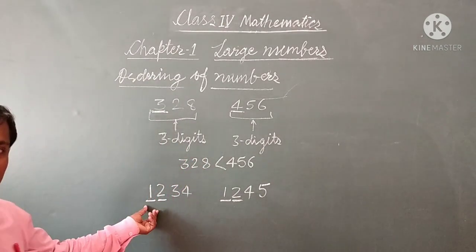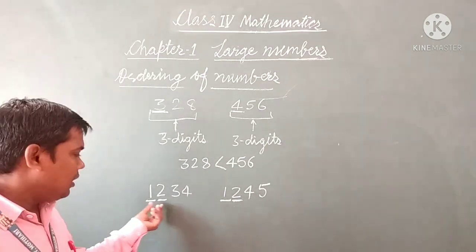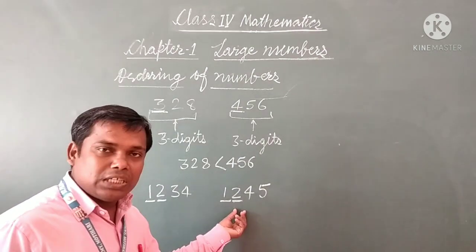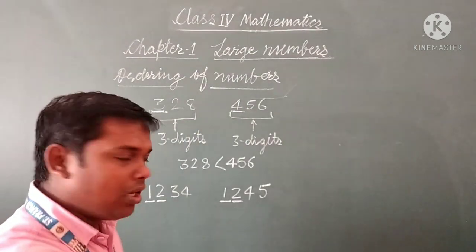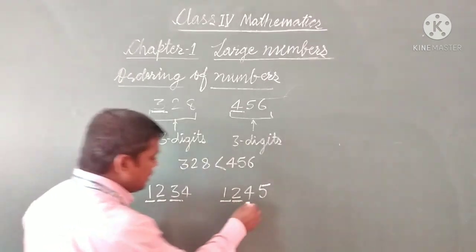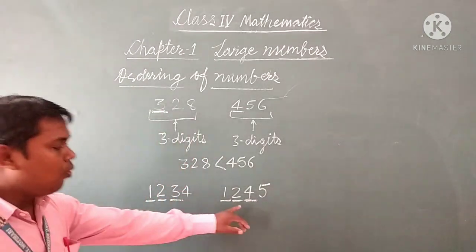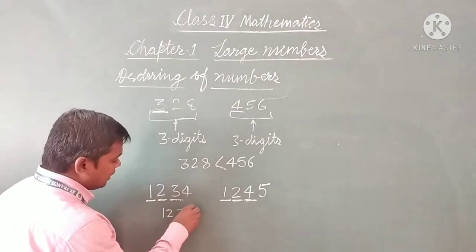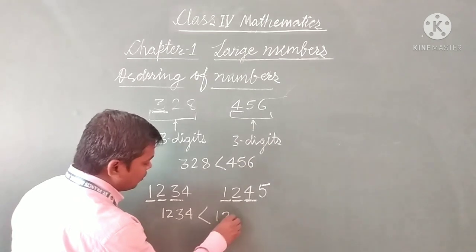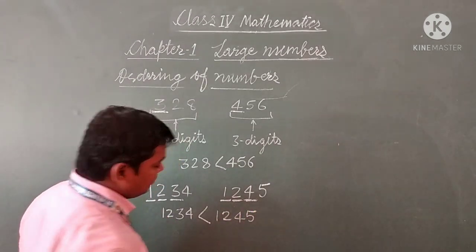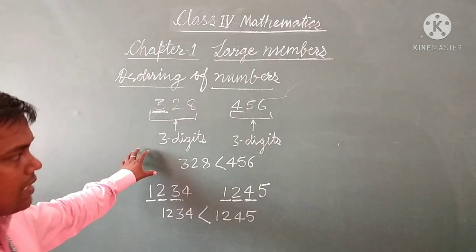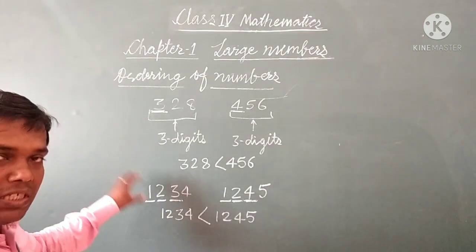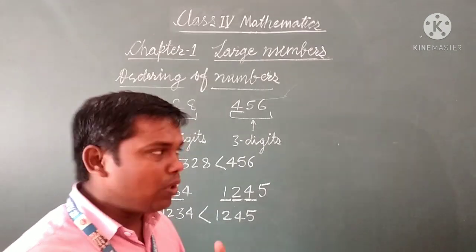So the first two digits in this number are equal to those in this number. So we compare the third one. Here is 3 and here is 4. Now we know that 4 is greater than 3. So we can easily write 1234 is less than 1245. So this is a case where we can easily check which number is greater and which number is smaller.